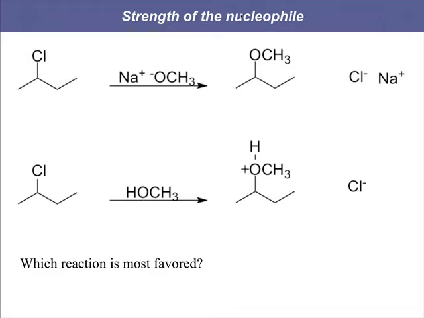Which of these nucleophiles is the strongest? If your answer was the methoxide, you're right. Having 3 lone pairs and a negative charge versus 2 lone pairs and no negative charge means that our oxygen with 3 lone pairs and a negative charge is going to be more willing, more likely to donate its electrons.